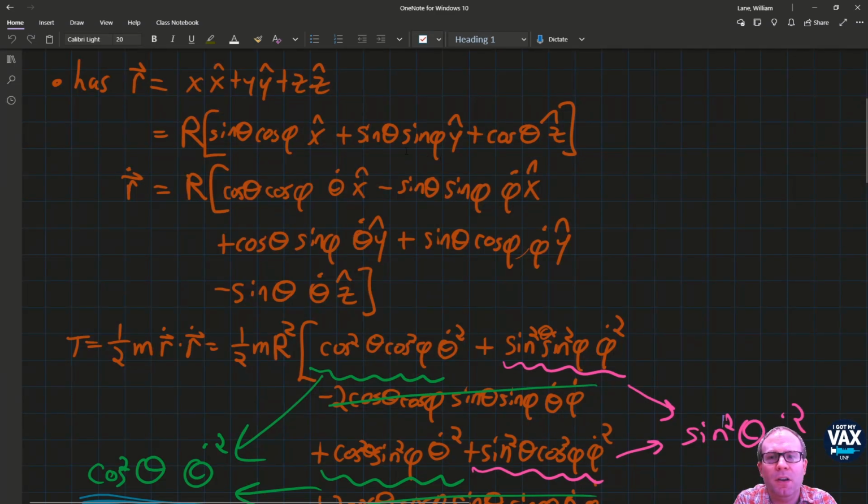For the y component, it goes very similar. We don't end up with a negative here. That'll be important in a minute. So you end up with cosine sine and then sine cosine. So we get the sort of mismatch between the two. Again, it's going to spit out a theta dot. It's going to spit out a phi dot.